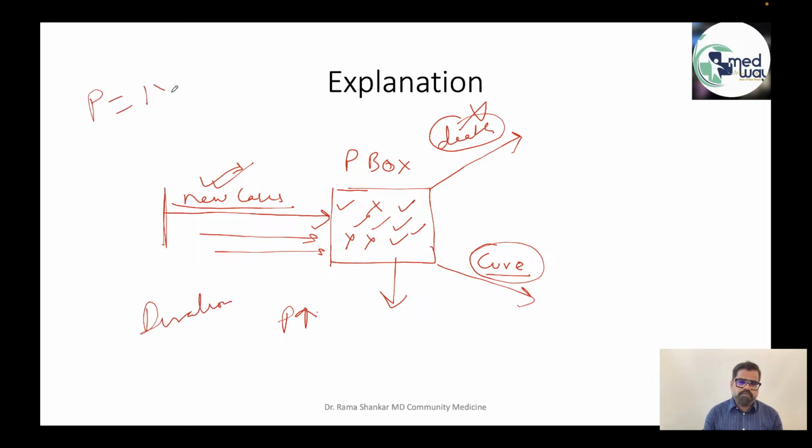We read in community medicine P into I into D, and also death and cure. So if this increases, cure will decrease. If this decreases, this will increase. If this increases, this will decrease. If this decreases, this will increase. Simple. Okay, I hope it is clear now.